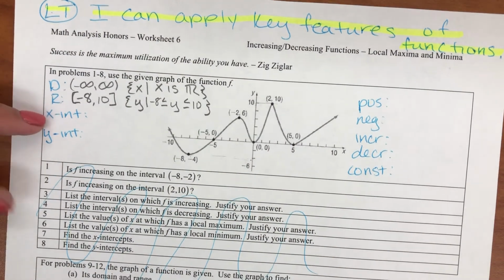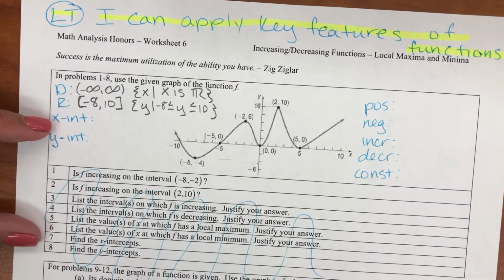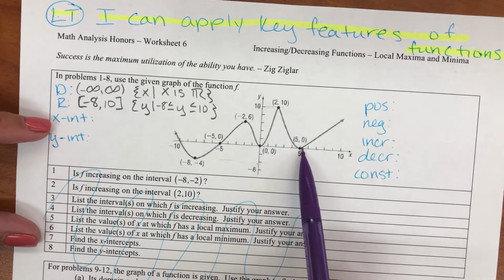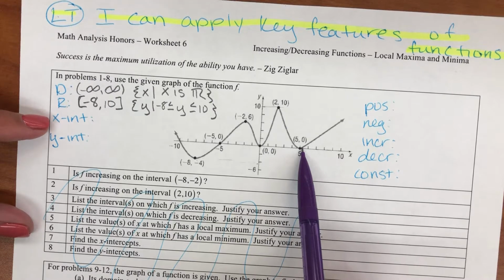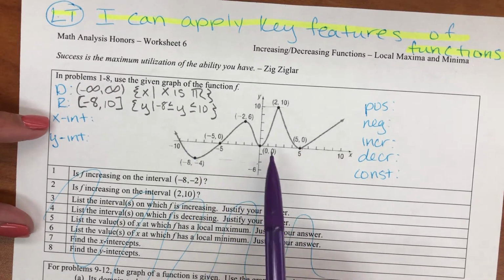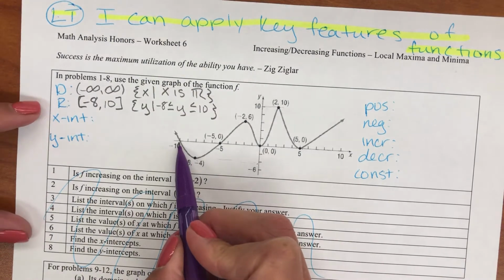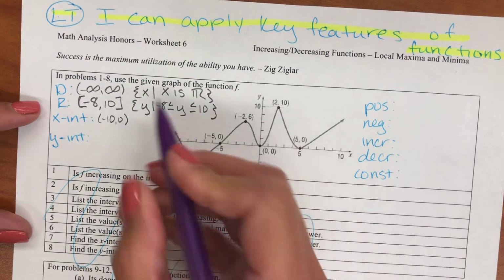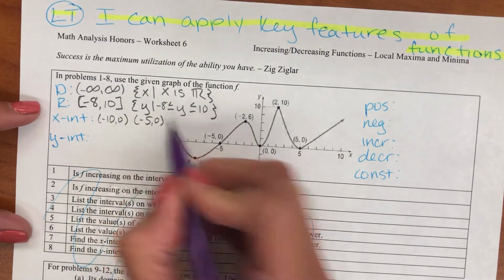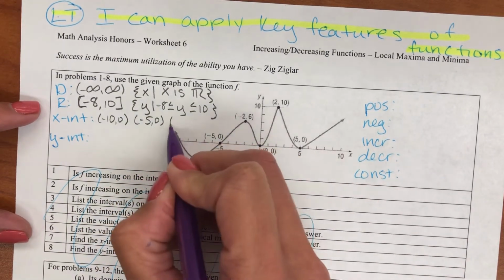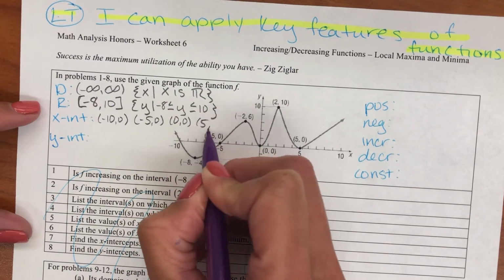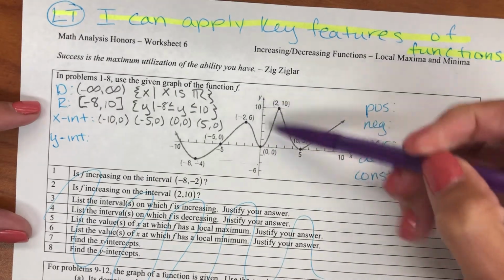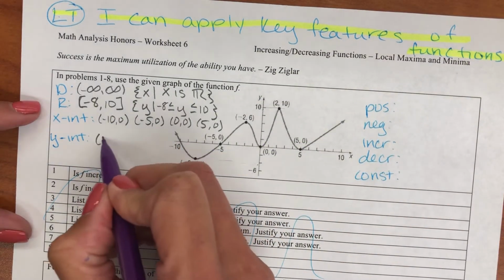Okay, x-intercepts. This is where the graph crosses the x-axis. So I see 1, 2, 3, 4 x-intercepts. So I'm going to give the points of those 4 intercepts. So I have (-10, 0), (-5, 0), (0, 0), and (5, 0). Y-intercept, where the graph crosses the y-axis, just right here at the point (0, 0).